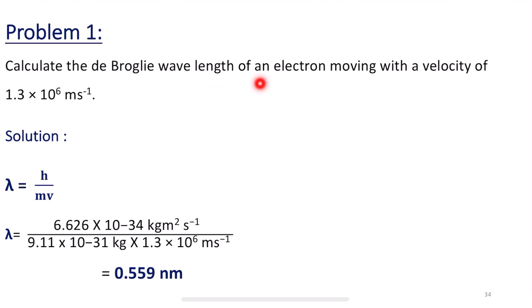Calculate the de Broglie wavelength of an electron moving with a velocity of 1.3 into 10 raised to 6 meters per second. Solution: lambda equals h divided by mv. Substitute the values. We know the mass of an electron, it is a constant, and the velocity is given as 1.3 into 10 raised to 6 meters per second, and we know Planck's constant value. Substituting, we will get 0.559 nanometer.